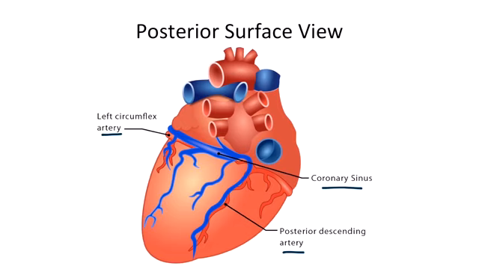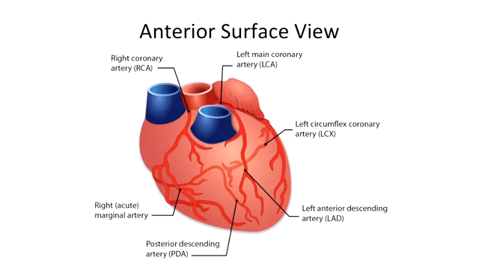Alternatively, the posterior descending artery can be a branch of the left circumflex artery, which only occurs about 10% of the time. And when this type of circulation occurs, the patient is considered to have a left dominant circulation. If you're familiar with where the arteries are, it's not too difficult to know what portions of the heart are fed by the different arteries.